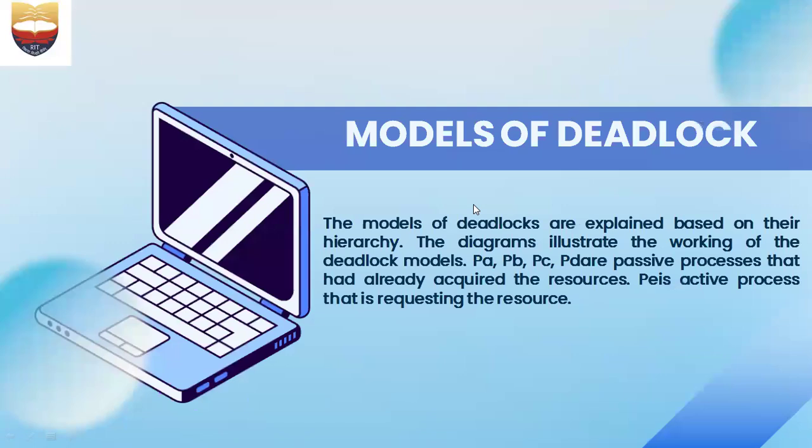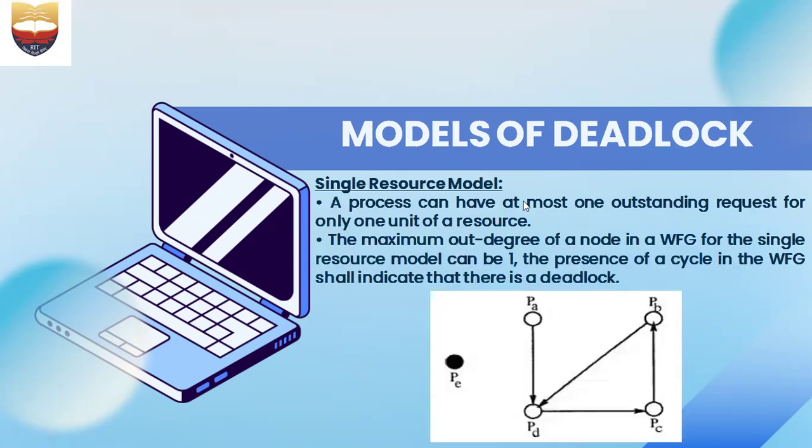In this video, we are going to discuss models of deadlock. The models of deadlocks are explained based on their hierarchy. The diagrams illustrate the working of the deadlock models. PA, PB, PC, PD are passive processes that had already acquired the resources. PE is an active process that is requesting the resource.